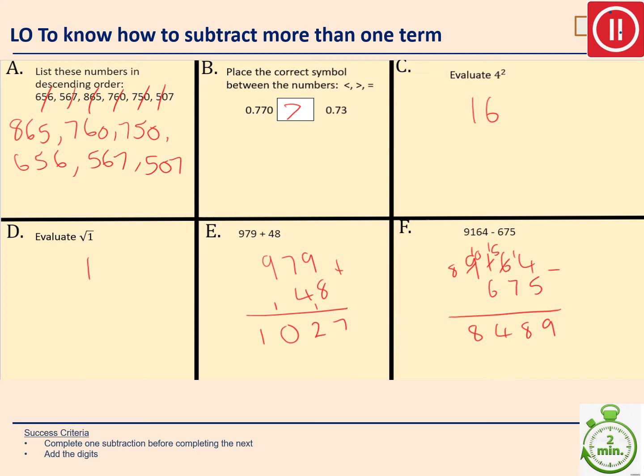979 plus 48 is 1,027, and 9,164 minus 675 is 8,489. Give a tick for each one and hopefully you got 6 out of 6.